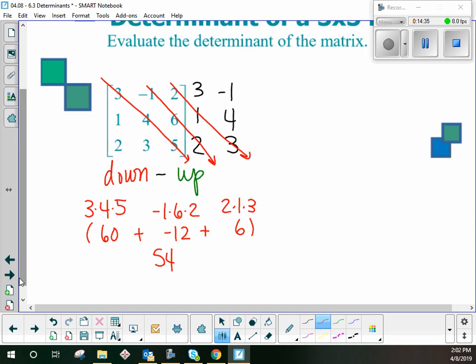Are we done with this problem? No, we just did the downs. What do we have to do now? The ups. What's your first up diagonal? 2, 4, 2. And those numbers are getting multiplied. What's your next up diagonal? 3, 6, 3.